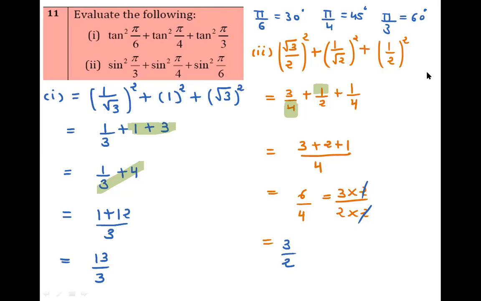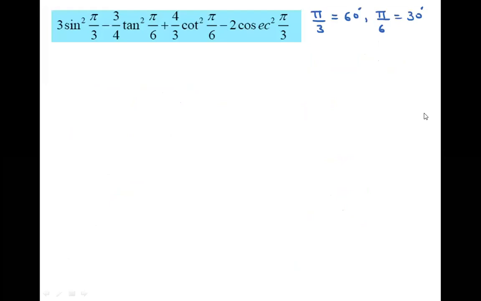Now the last example of today's tutorial, it is on your screen. Look here. First of all, you can write down the question. It's 3 sin square pi by 3 minus 3 by 4 tan square pi by 6 plus 4 by 3 cot square pi by 6 and the 2 cosec square pi by 3. So first of all, you know about degree and radian. Pi by 3 means 60 degrees and pi by 6 means 30 degrees. Just a change in 3 and 6, and 6 and 3.